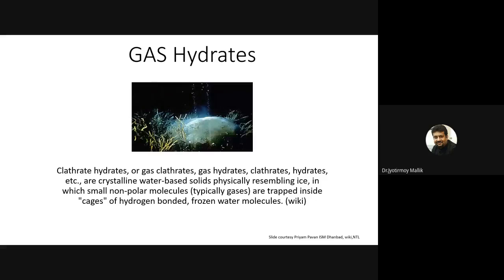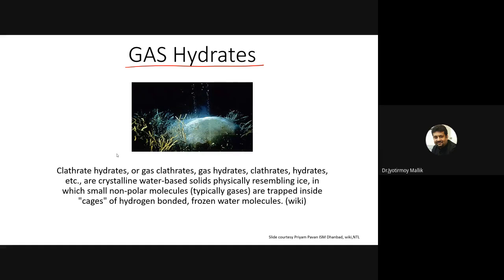Very good. Okay. So today we are going to discuss gas hydrates. Gas hydrates have different names. I don't know if you are familiar with gas hydrates, whether you have heard about this particular type of fuel before. But if not, we are going to discuss it today. They are called clathrate hydrates. They are also called gas clathrates, gas hydrates, clathrates, hydrates. All these are different names, but they refer to the same thing.